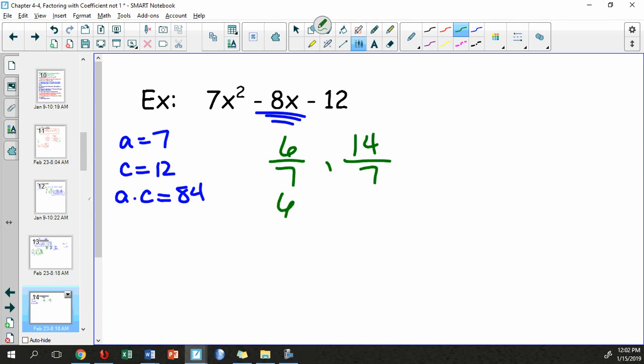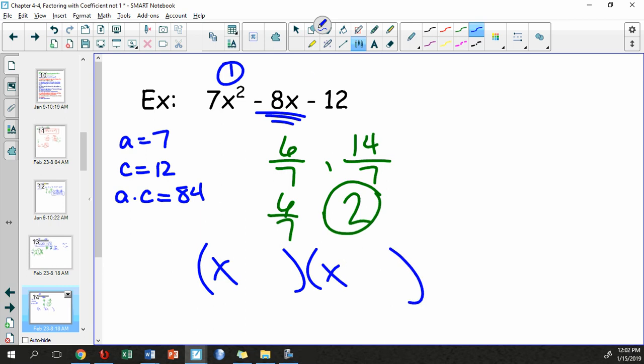6 over 7 stays. How about 14 over 7? Which one's bigger, 6 over 7 or the number 2? This is bigger. So I need to first break down x squared: x and x. Second, look at my signs. It's a negative, so I need a plus and a minus. The bigger number gets the middle sign, which is negative. So which one of our numbers is bigger? The 2 is going to be negative, and the 6 over 7 is going to be the plus.